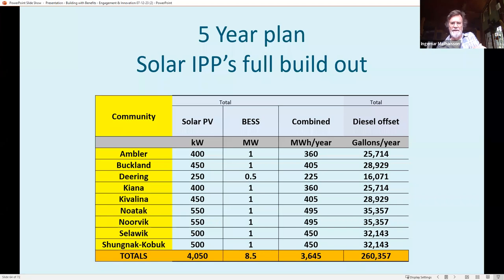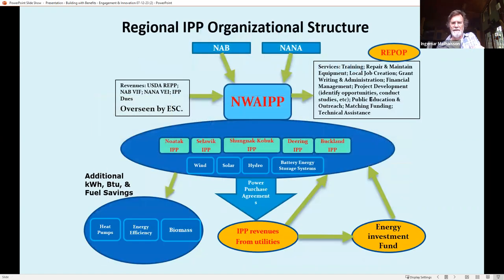There is the five-year plan for IPP full build-out that we're looking at. We're trying to leverage $57 million to do this. And this will be the total offset of diesel fuel combined, and all of the communities will become independent power producers at that point and operate through the steering committee. Next one.